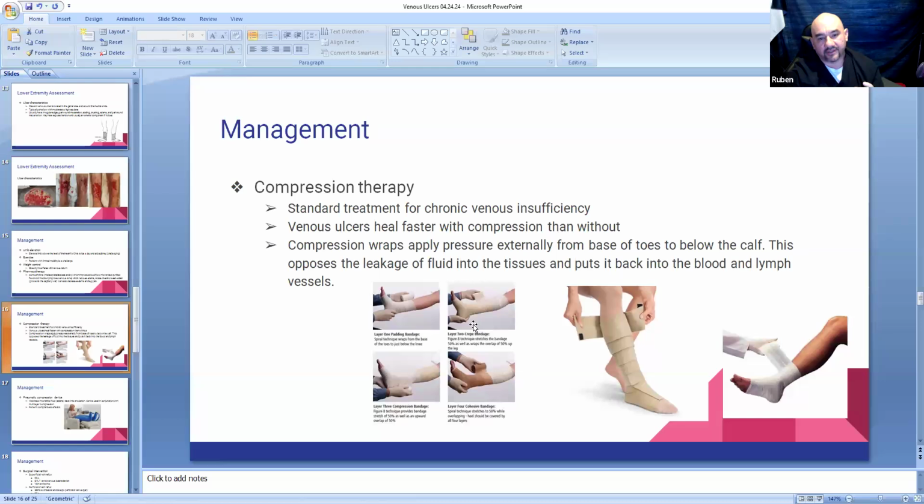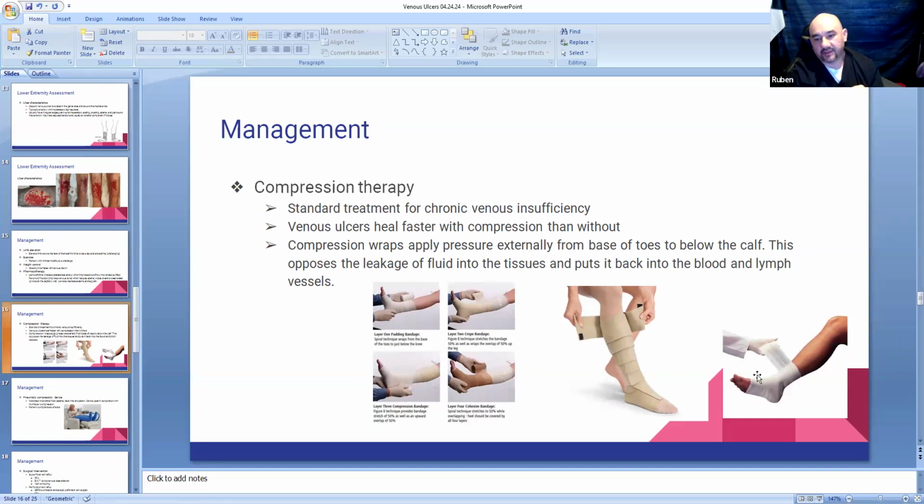So it's this 4-layer system. You have a cast padding layer, you've got a Curlex layer, and you have an Ace wrap layer, and then you have the Coban layer. It's all fancy now. And back in the day, I used to have to build it myself. So it's nice to have that kit. You just pull it off the shelf and you can apply it.